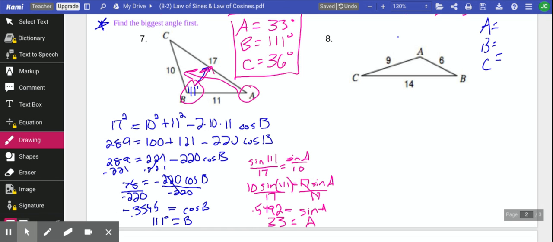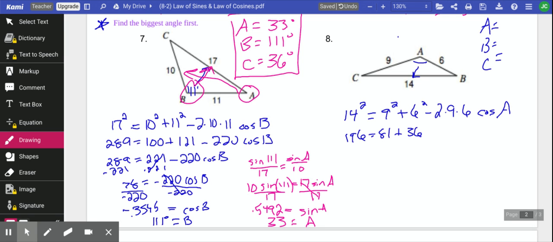We said we were going to do that. So our biggest angle is going to be angle A. So that's what we're going to put all the way over here, cosine of A. And then the side opposite of it, the 14, goes way over here. So then the 9 and 6 just fill in: 9 squared plus 6 squared minus 2 times 9 times 6. All right, so 196 equals 81 plus 36 minus, I think that's 108.